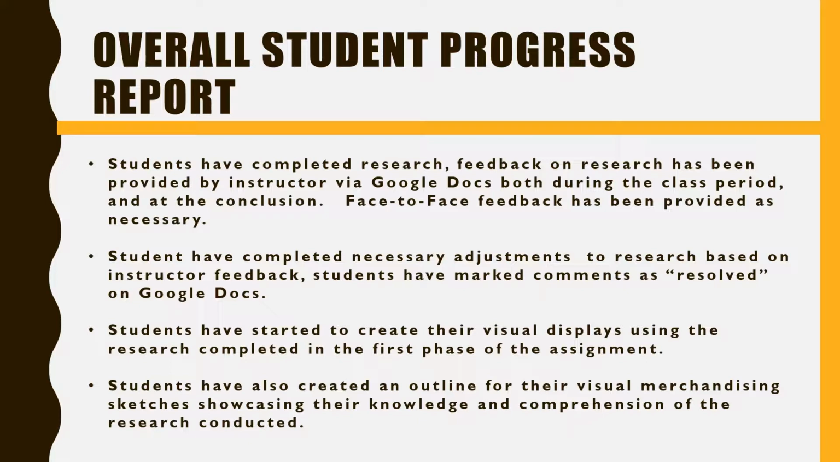Students have completed necessary adjustments to the research based on instructor feedback. Students have marked comments as resolved on Google Docs documenting that step being complete. Students have also started to create their visual displays using the research completed in the first phase of their assignment. Students have also created an outline for their visual merchandising sketches showcasing the knowledge and comprehension of research conducted.